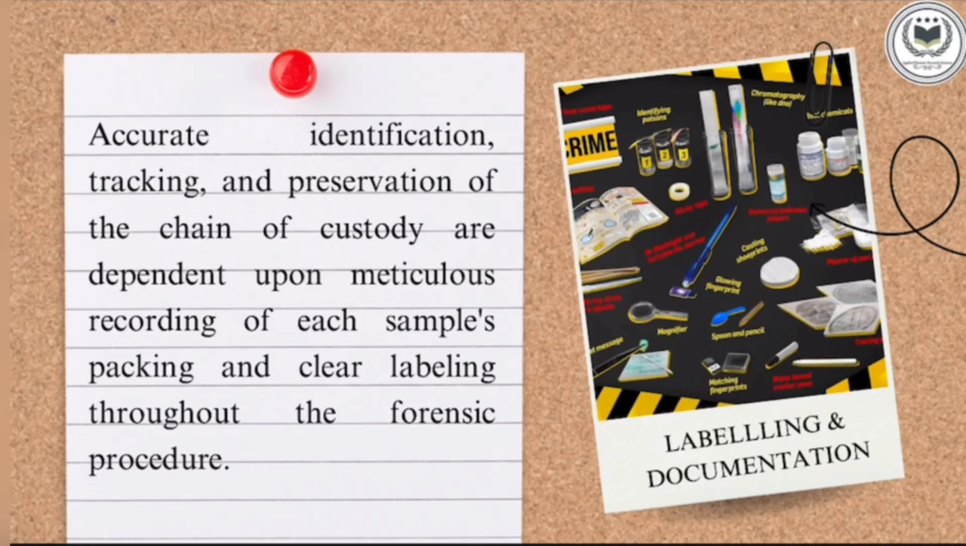Labeling and documentation: evidence labels, pre printed labels with space for case numbers, sample types, dates, and collector information to ensure clear identification. Chain of custody forms, documentation that tracks the handling of evidence from the point of collection through analysis to court presentation. Field notes, notebooks, or templates for recording observations at the scene, including the location of samples collected and any relevant environmental conditions.